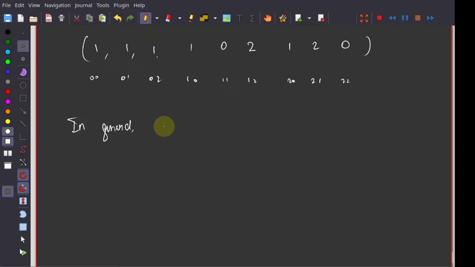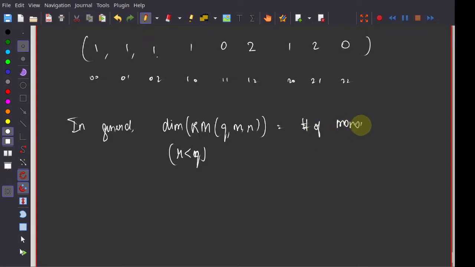So in general, the dimension of the Reed-Muller code Q m r, again we're assuming that r is strictly less than Q, is equal to the number of monomials in m variables and having total degree less than or equal to r. Do you agree?